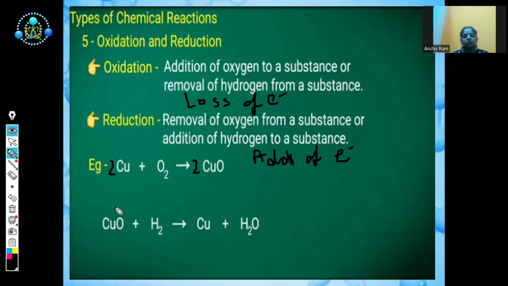We can mention it in this way also, in terms of electrons. Here oxygen is having -2, copper is +2 oxidation state. Hydrogen is in 0 oxidation state. Element in its elemental form is always having oxidation state 0. Hydrogen is +1. Oxygen is -2. See this, copper from +2 oxidation state is changing to 0 oxidation state. Hydrogen from 0 oxidation state to +1 oxidation state. Copper is gaining electrons and hydrogen is losing electrons.